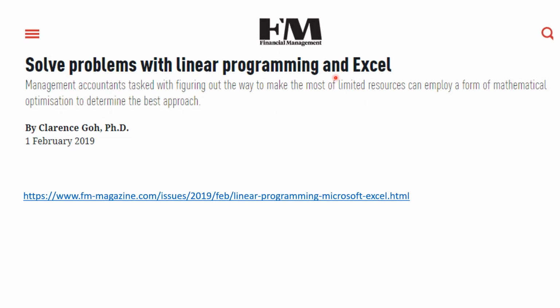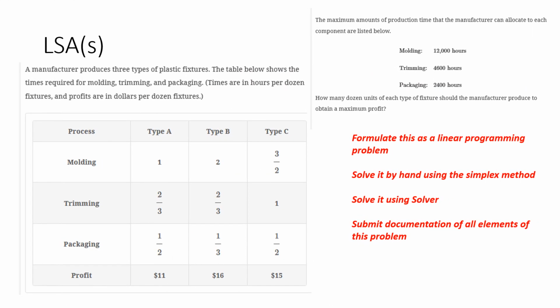But I am going to be asking you to solve a problem, and this talks about using Excel, and the tool that you use here is going to be Solver, and this reference talks about that. And here's the LSA I'm proposing for you. So a manufacturer produces 3 types of plastic fixtures, and the table shows the times required for molding, trimming, and packaging. These are the 3 industrial processes. Times are in hours per dozen fixtures, and the profits are dollars per dozen for the fixture.